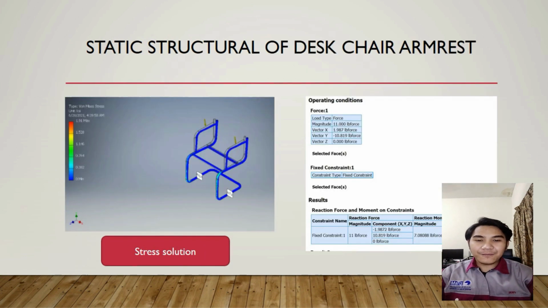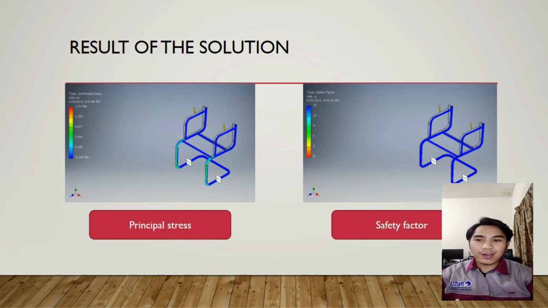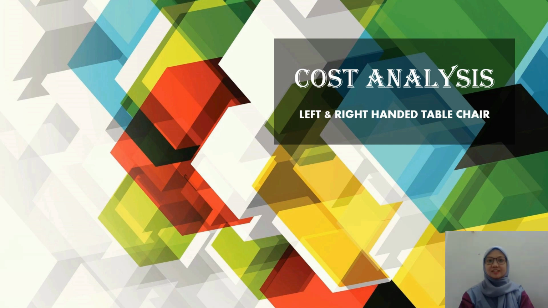The next analysis involves the desk chair stand, aided by Inventor software. As referred to in the table, this analysis is a static analysis at a single point of the armrest. Operating conditions are shown, which consist of a fixed constraint. The results show the area of red color shows the maximum amount of stress, while the blue color is the minimum amount.